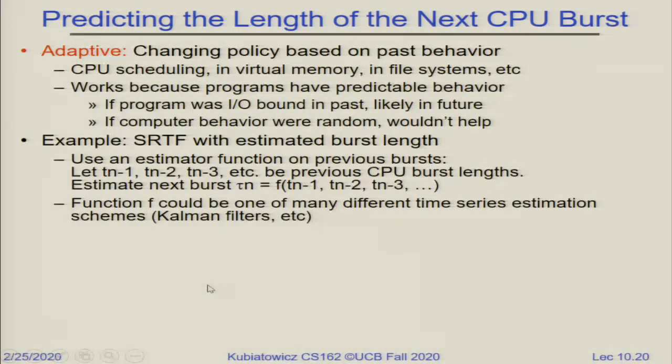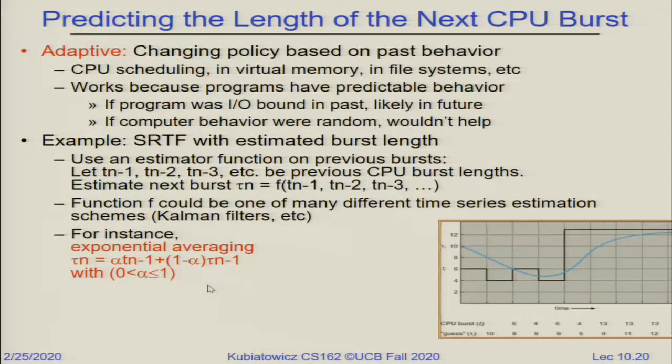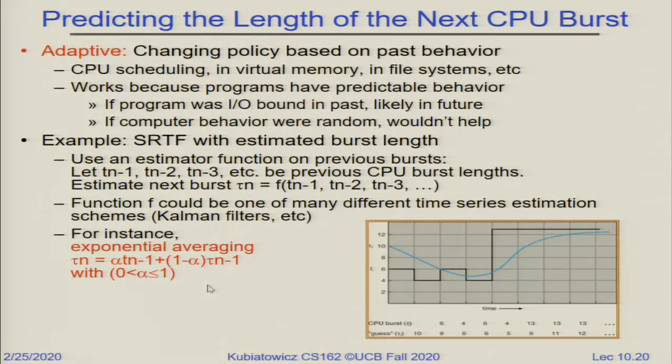An example might be, with SRTF, you have an estimated burst length, so you could build an estimator function. Here, you could do exponential averaging of all of the last bursts and come up with an average. And you have this tuning parameter alpha in the simple case that says how much weight is on the current estimate versus the previous one. Or I'm sure some of you have taken classes that talk about Kalman filters. There are lots of ways that you could do this.